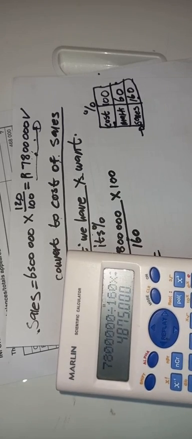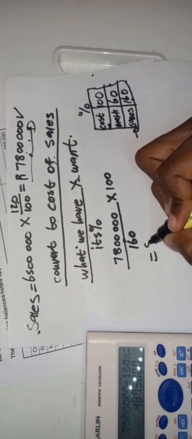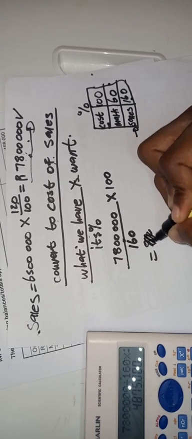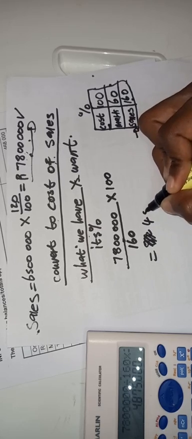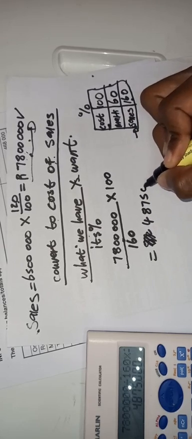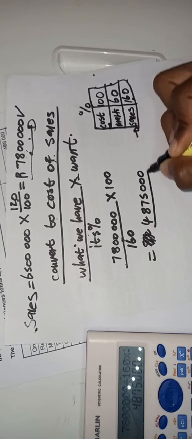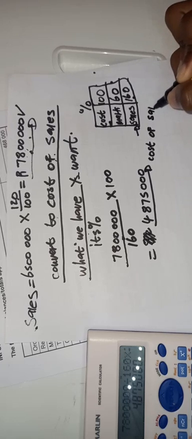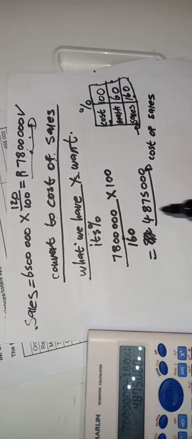Then our answer will be, as you can see, 4,875,000. That's your cost of sales. That's how you convert sales into cost of sales.